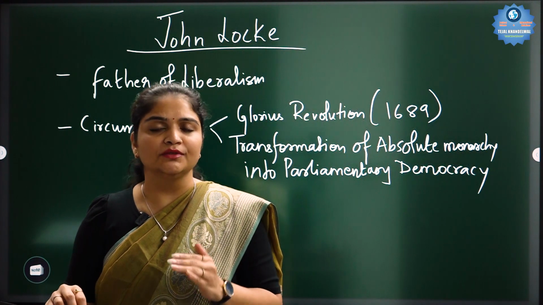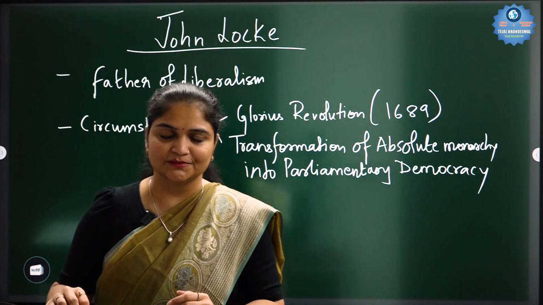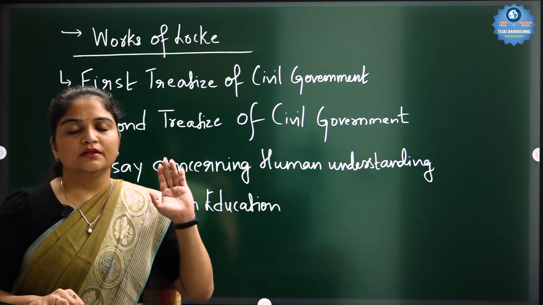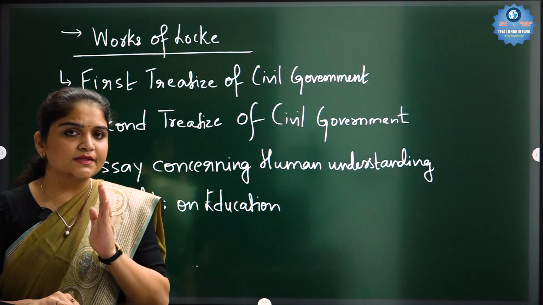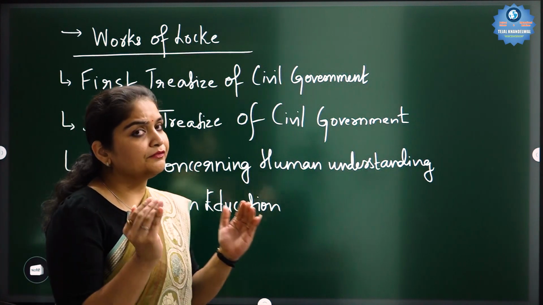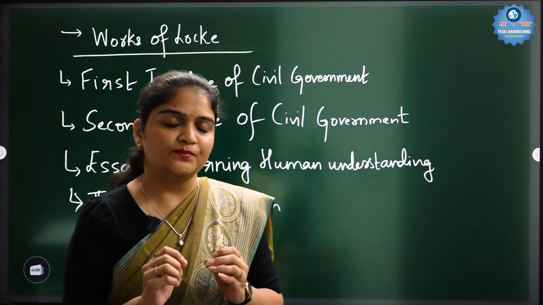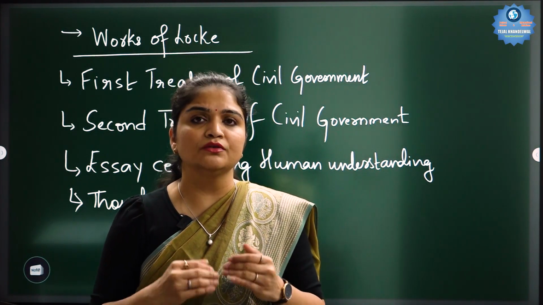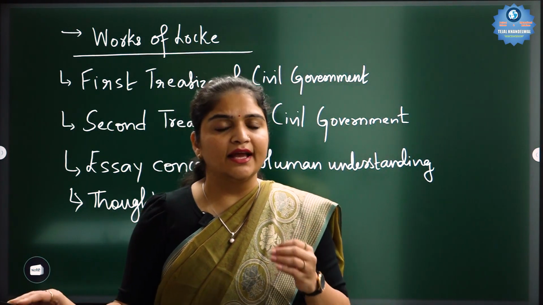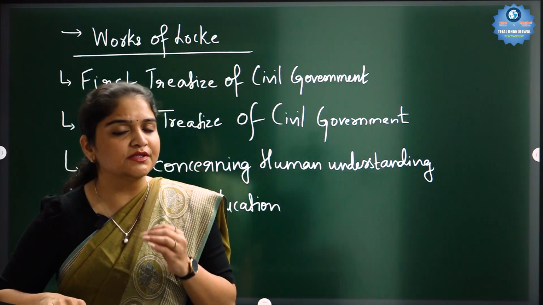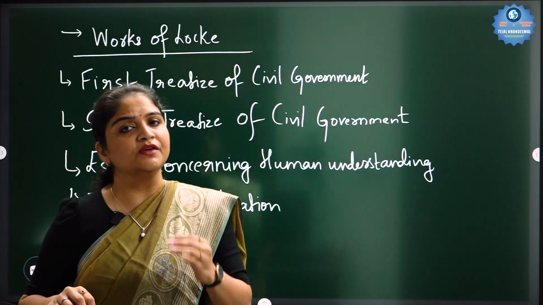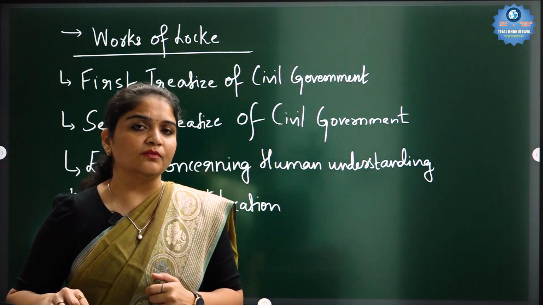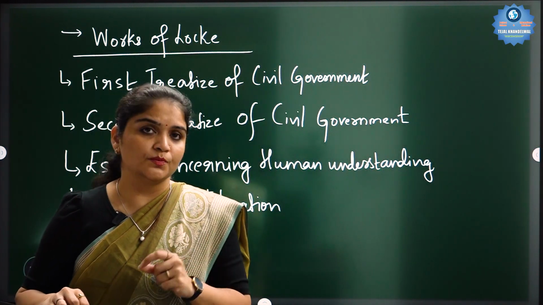Let's move to the works of Locke. The First Treatise of Civil Government is to refute Filmer's theory. Filmer's theory gives the basis for the divine origin of the state, and Locke refutes this argument on various grounds. The Second Treatise on Civil Government is to refute Hobbes.